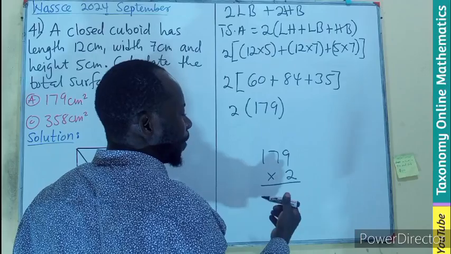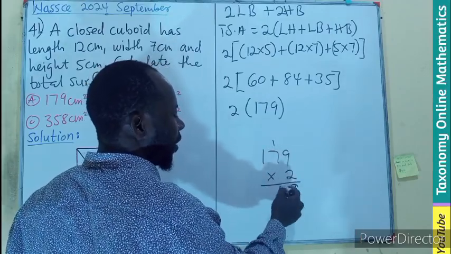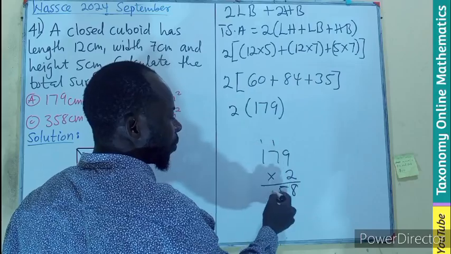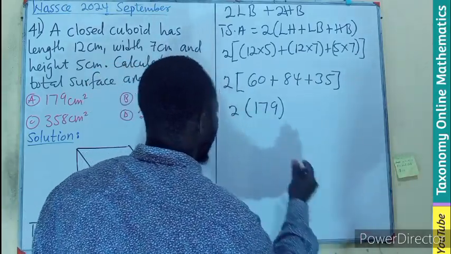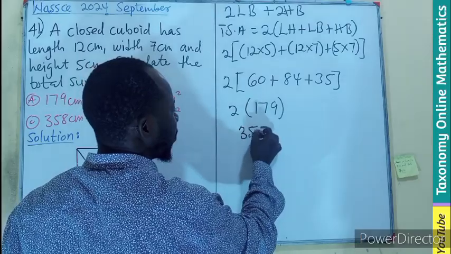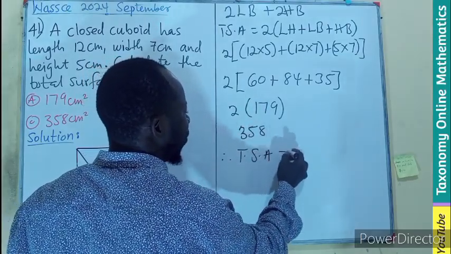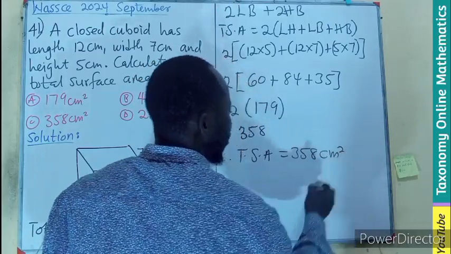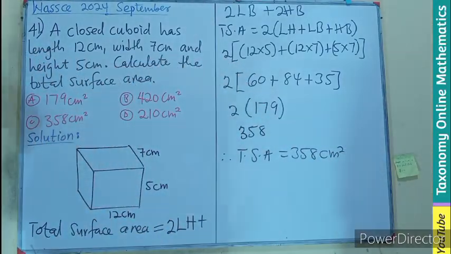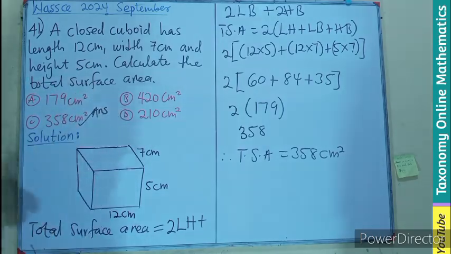So 2 times 9, that will be 18, carry 1, 14, so 15. So this is going to be 358. So therefore, total surface area will be 358 centimeter square. And which of the options will best describe that? That will be the option C.